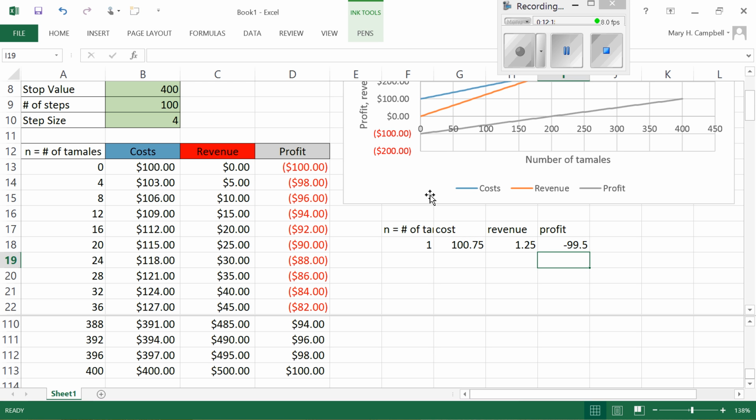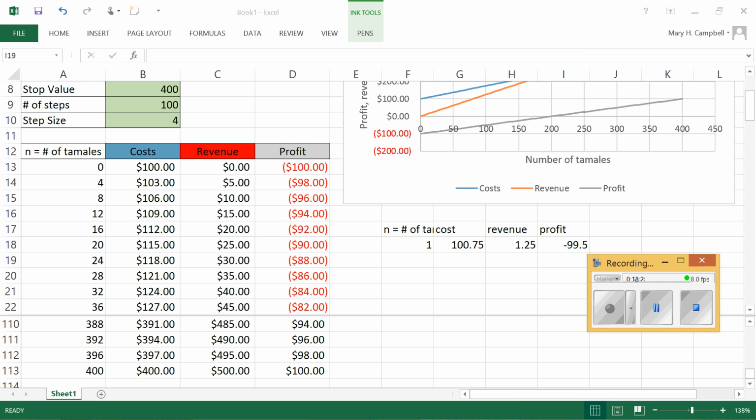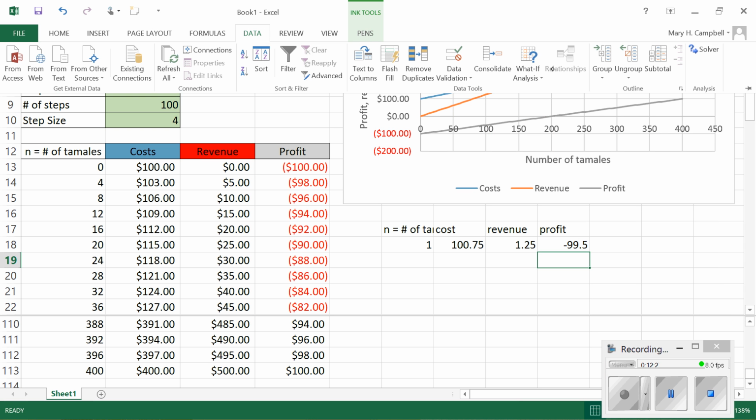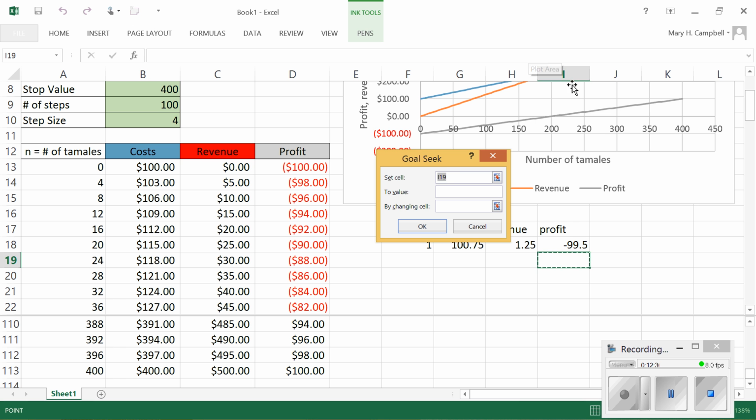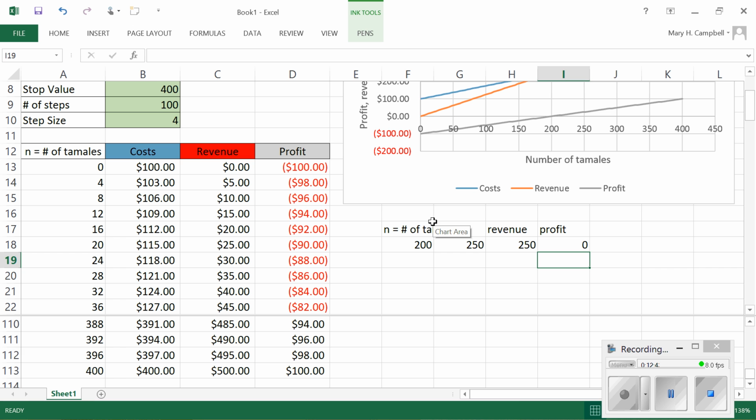And then we can run goal seek and look for where we break even. Let me get that out of the way. Data, What-If Analysis, Goal Seek, we want our profit to be 0 by changing the number of tamales. And we can see we break even. Our revenue equals our costs, 250 and 250. Our profit is 0 when we make 100 tamales.